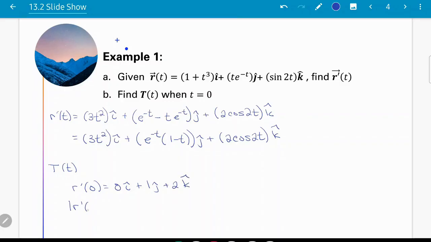The magnitude of r prime at 0 is going to be the square root of 1 plus 4, or the square root of 5. And so then our unit tangent vector at 0 is going to be the vector 0, 1 over square root of 5, and 2 over square root of 5.